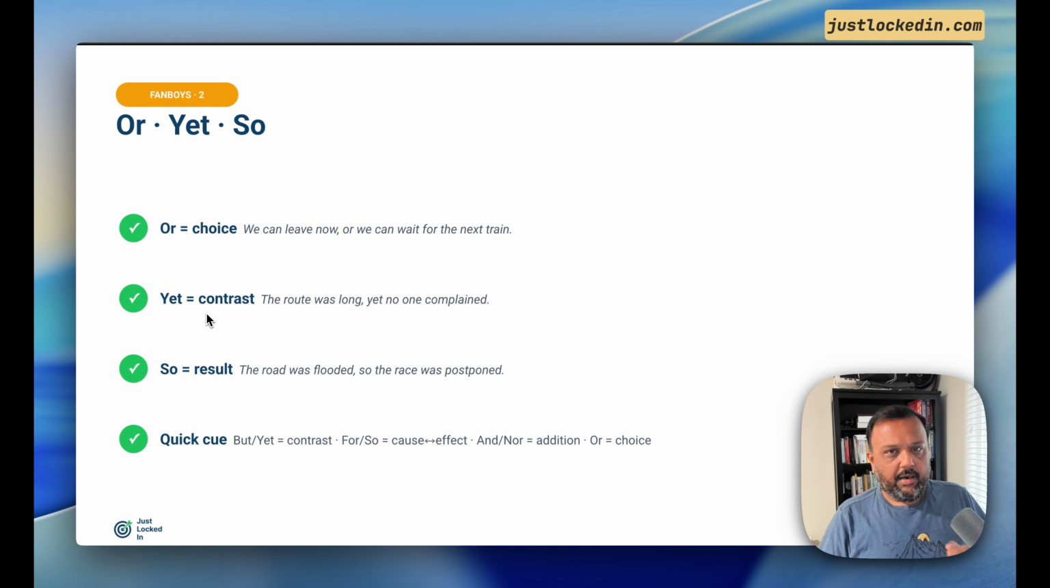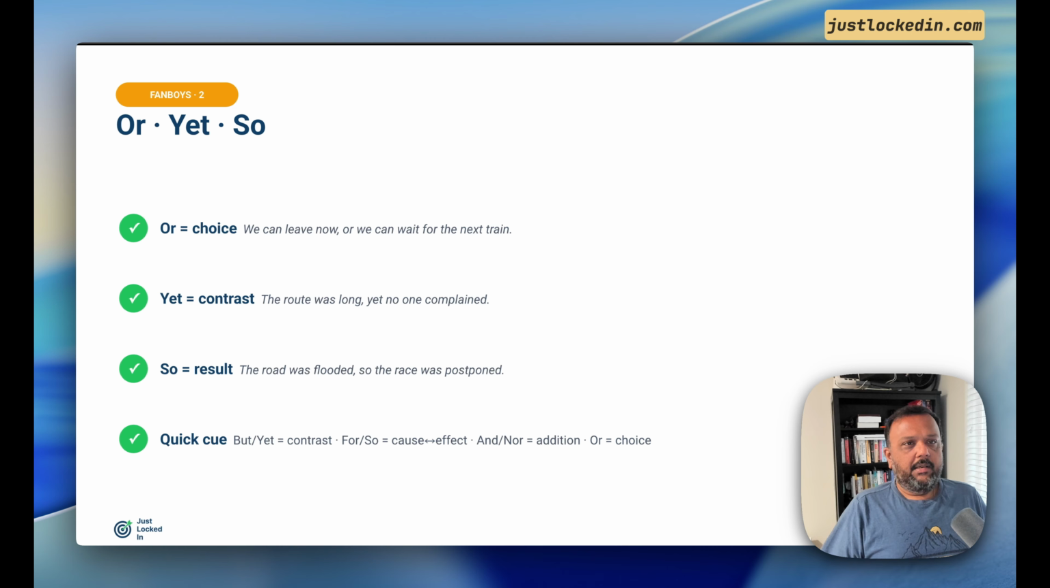Yet is also a contrast, but it's a different kind of contrast. The route was long, or the route was long, depending on how you pronounce route. Yet no one complained. Yet means, but still. The route was long, but still no one complained. The food was expensive, yet we enjoyed it, whatever. Okay, so it is a contrast, but it's a different contrast from but.